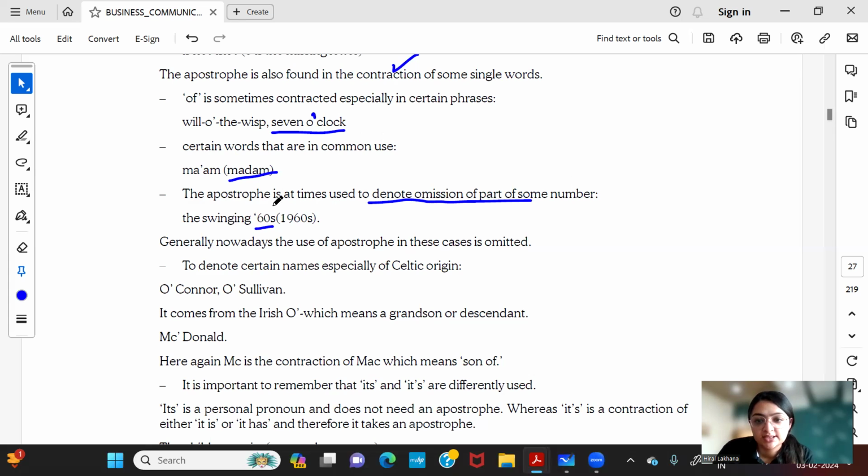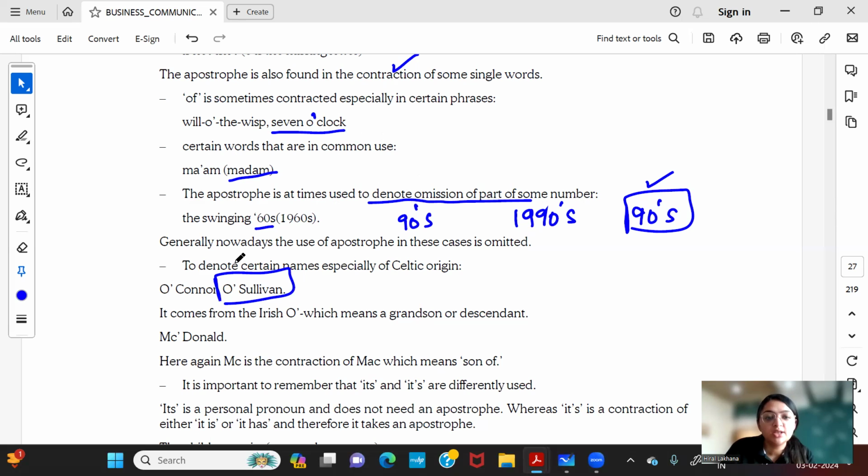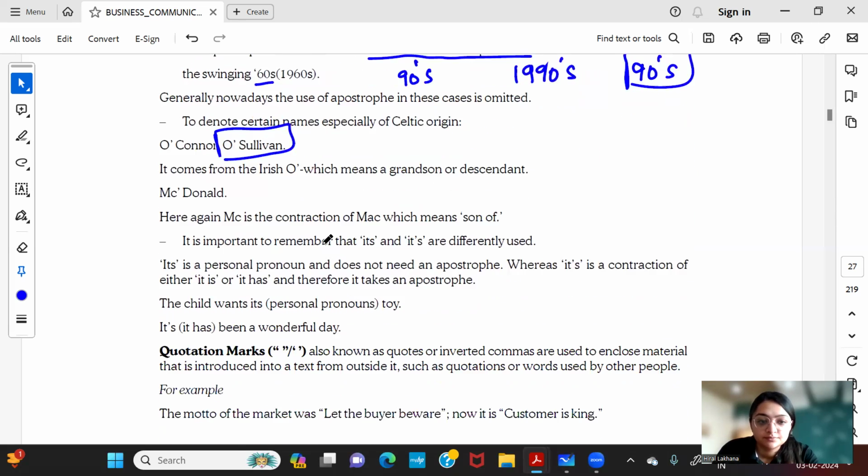It is also used to denote omission of part of some number, like the swinging 60s. So, he is a 90s kid. Instead of saying he was born in the 1990s, we can say 90s kid. This helps us in understanding the time period that we are talking about. It is also used to denote certain names, especially of Celtic origin. There are a lot of names like O'Connor, O'Sullivan. So these are all very specific instances and scenarios in which we can use the apostrophe.